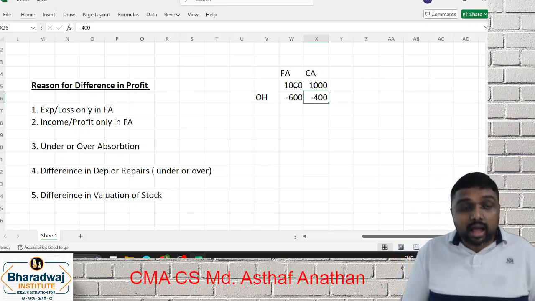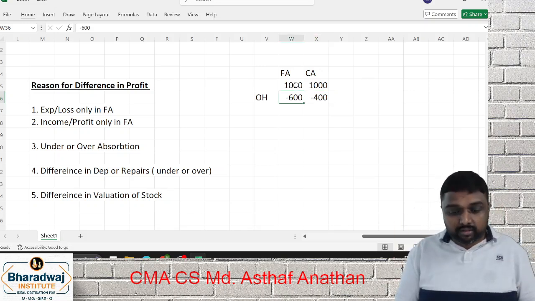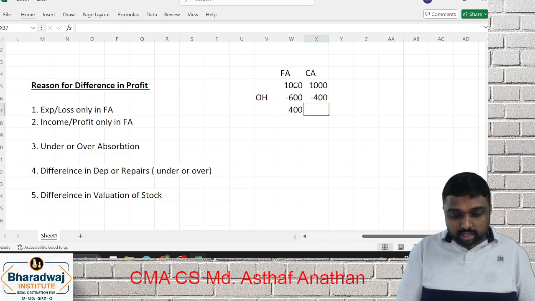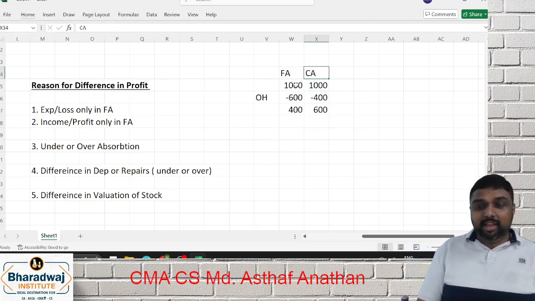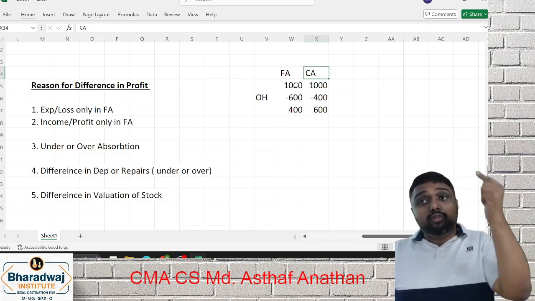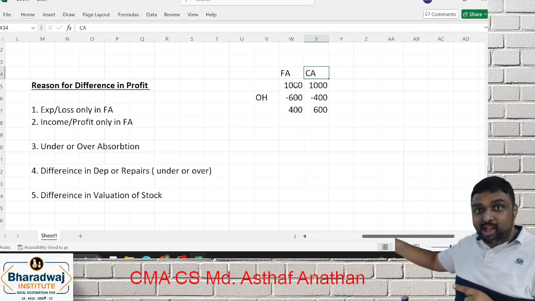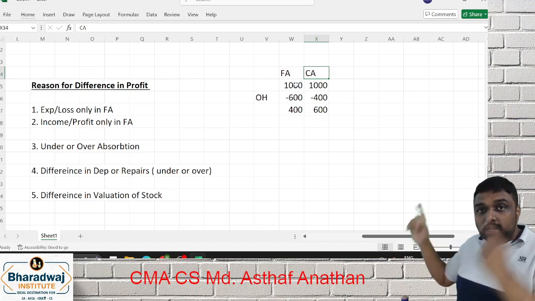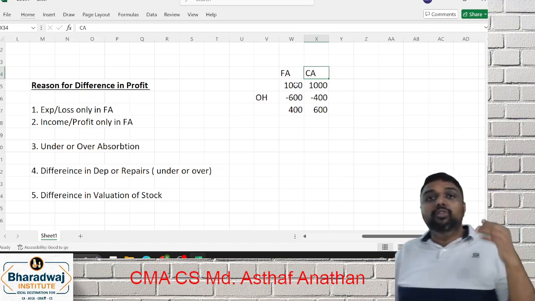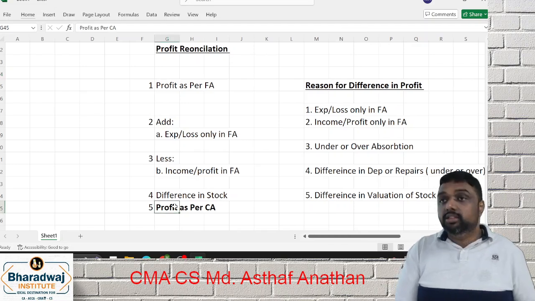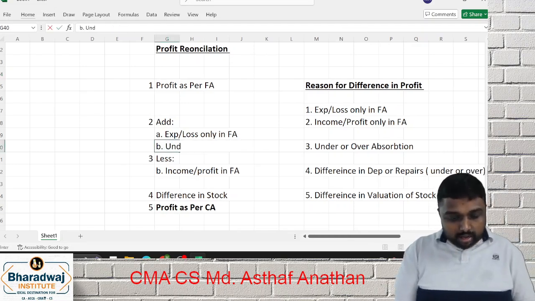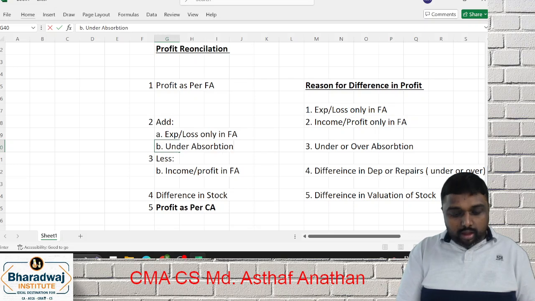I am just showing you what the effect is. See, where the profit is more, only 400 is coming in cost, so the cost profit is more. Because of the under absorption, cost profit is more, we have to add, because your target here is cost. So under absorption you have to add. Under absorption is also called under recovery.